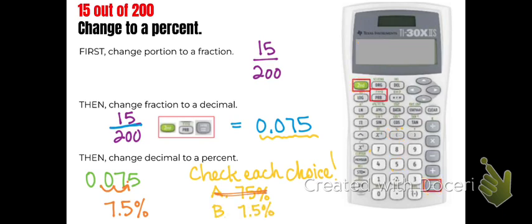If choice B is 7.5%, I can put 7.5 and then again second percent, and that'll show up here. And then when I click equals, it'll tell me 0.075. And so that confirms the answer is B.